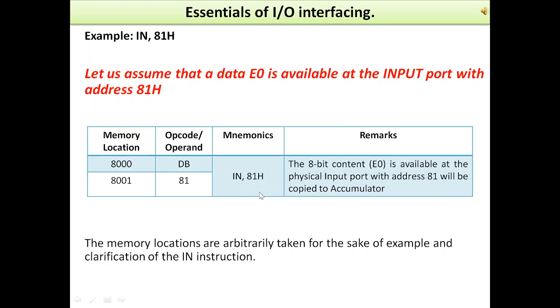Now we have already seen that the accumulator is by default attached with these two instructions. So anything which is available in the input port, at the physical address 81, suppose it is E0, then after the execution of this particular instruction, E0 which was available in the input port will now be written into the accumulator.